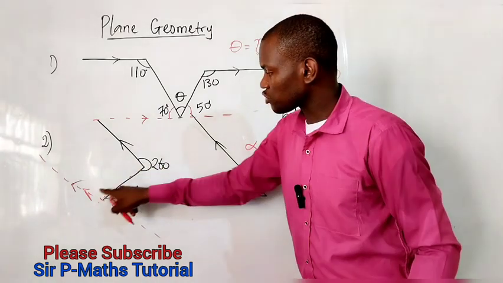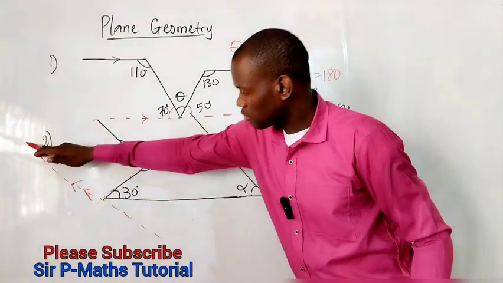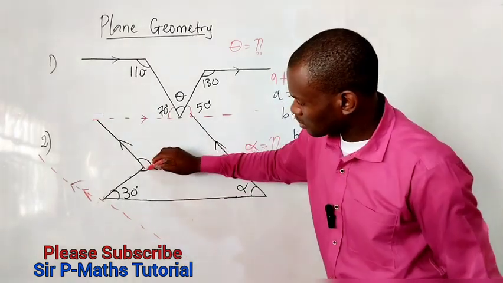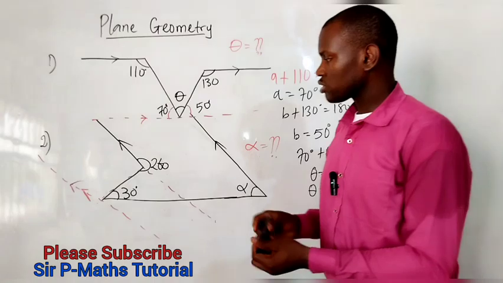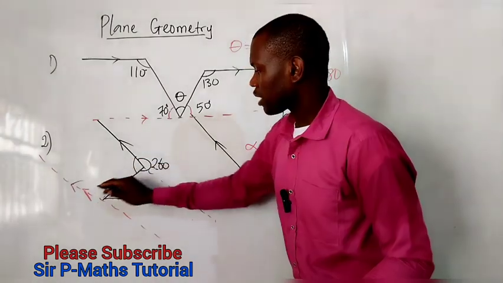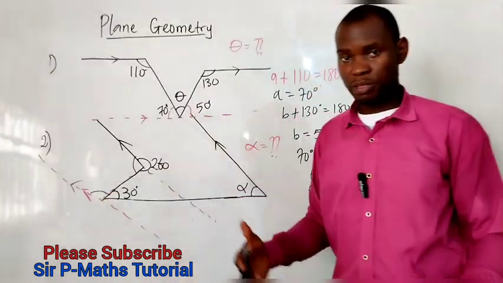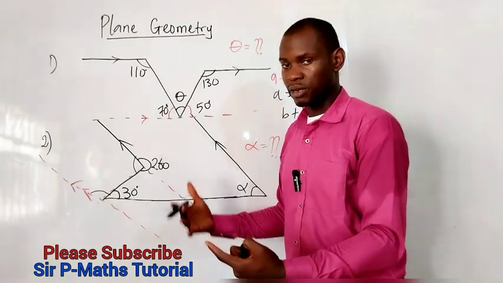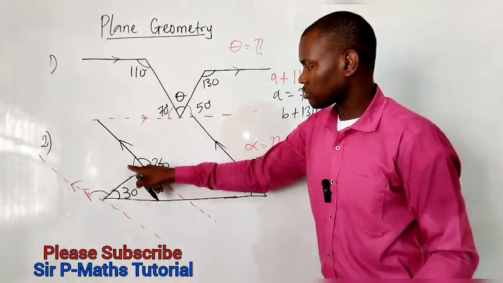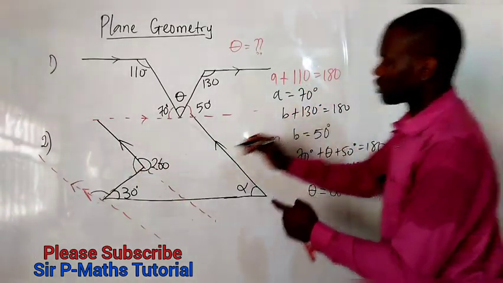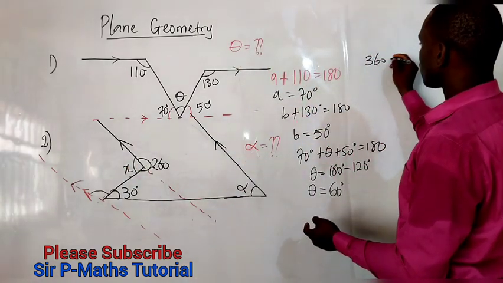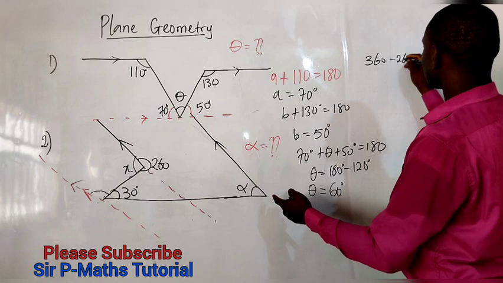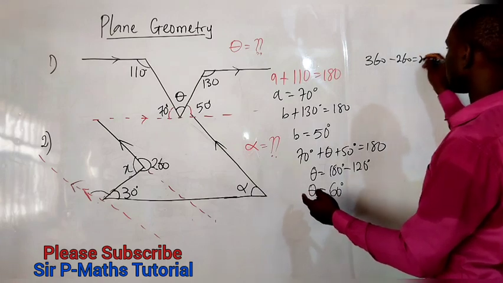This is interior angles of parallel line. Look at this, and then you can extend this line. Discover that this and this are parallel lines. So the angle here and the angle here must be supplementary since they are interior angles of parallel line. So let's find the angle here. I'll simply say, let's label this x. I'll say 360 minus 260 will give me x.